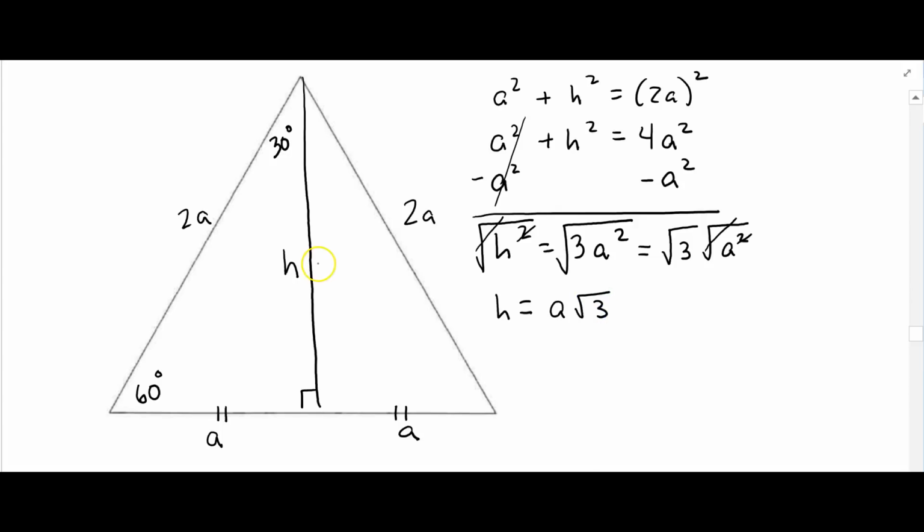Alright, so this side here turns out to be a root 3, and normally we would put the coefficient in front of the variable, but here we're going to put it after so we don't make the mistake of thinking that the a is underneath the square root. So here's what we've got. We've got a hypotenuse of 2a, a short leg of a, and a long leg of a root 3. So I know it doesn't seem like much right now, but this is the ratio of the sides of any 30, 60, 90 triangle.